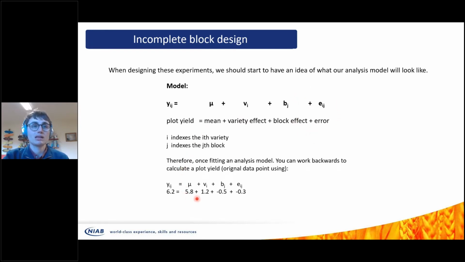So if we add all of these together, like we have in this example here, we end up with the individual raw data point for that plot yield. And it's just a nice way of working the model backwards.